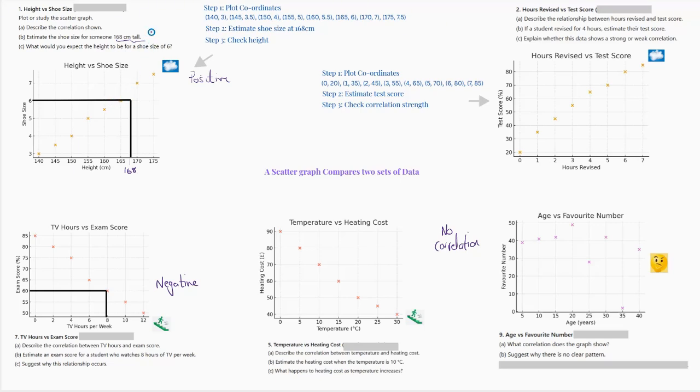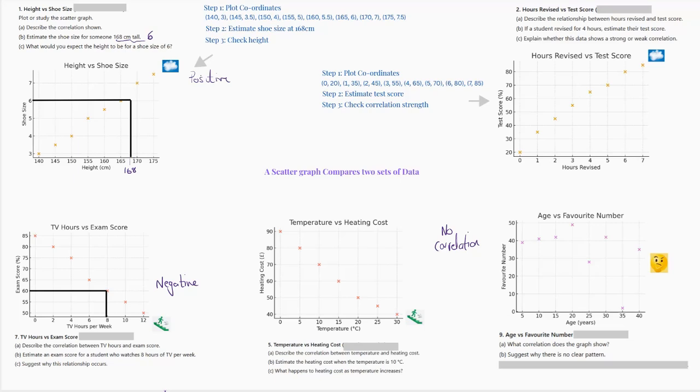Now they say estimate because everybody can read that differently and maybe put their 168 here, for example, and it would have gone up higher, or their shoe sizes aren't equally spaced. So there are lots of different reasons. That's why we estimate it.